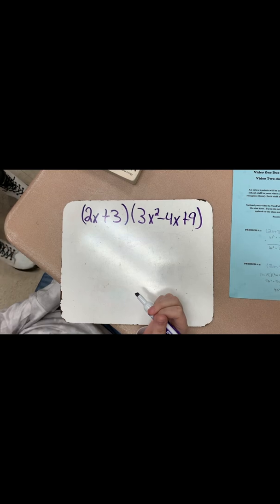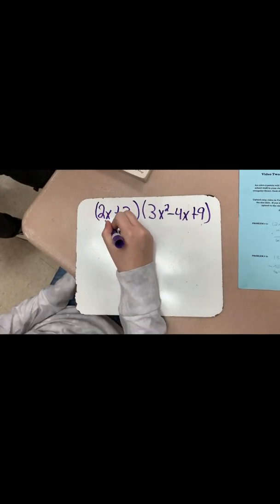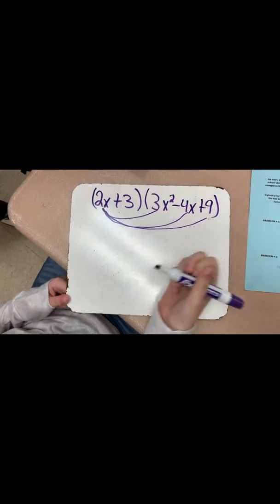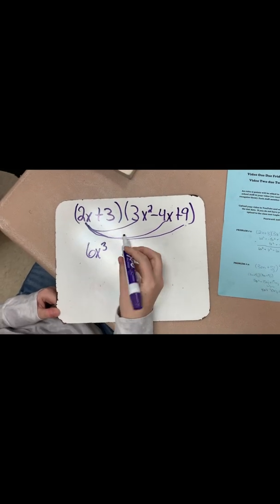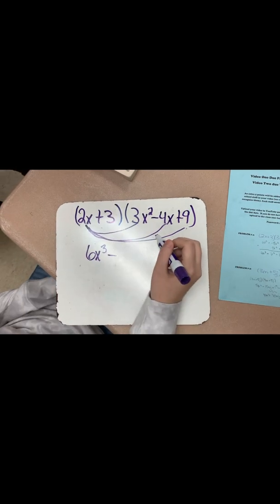The first way is horizontally. You distribute your first term, in this case it is 2x, to every term in your second set of parentheses. You'll start with 2x times 3x squared. You will get 6x cubed. Then 2x times negative 4x, which equals negative 8x squared.